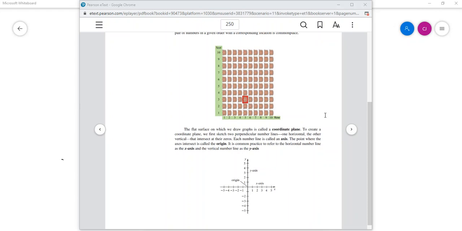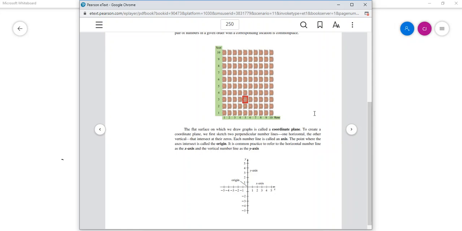And in algebra, we kind of did the same thing. We look at this and we say, well, here's our x and y axis, and we use those to find position of some ordered pair of numbers. We could think of these as an ordered pair, and we could write it as 5, 3. 5, the first number being the row that you're in, 3 being the seat that you're in.